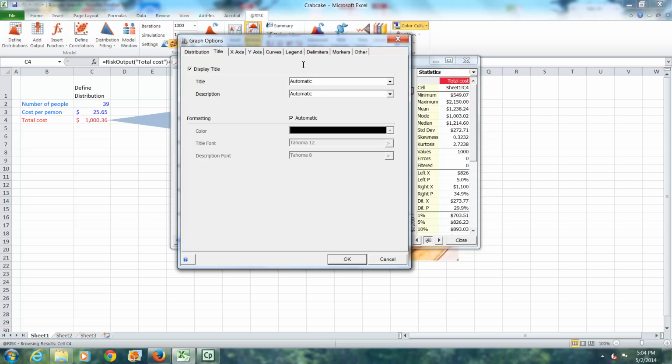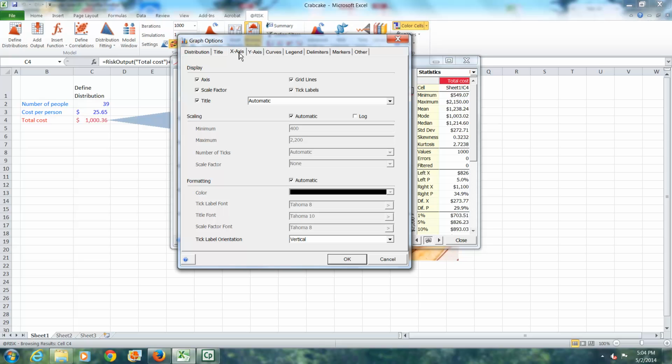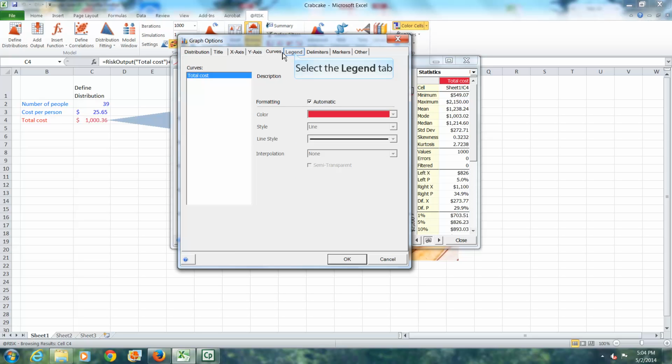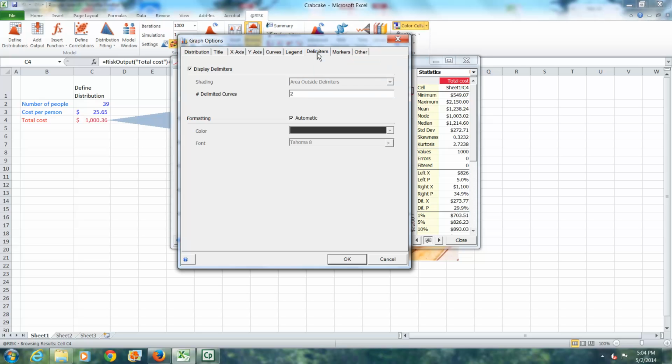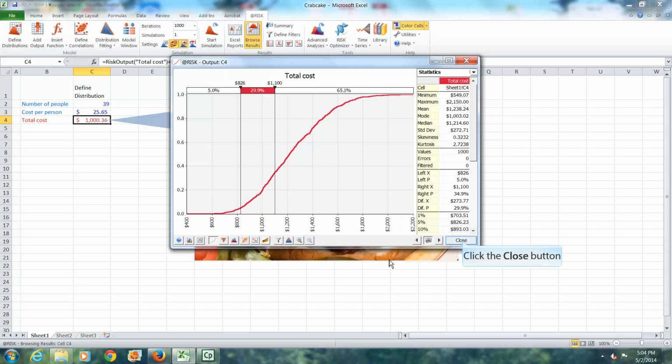There's a title tab, and you can go in and type a title here. Quite literally. You can go into the x-axis and change the display, change the scaling, change the formatting. You can do the same on the y-axis. You can change the way the curves look, the colors of the curves. You can add or subtract legends. You can alter the number of delimiters. And there are many other things that you can do. Let me cancel out of that right now. And let me also close this.